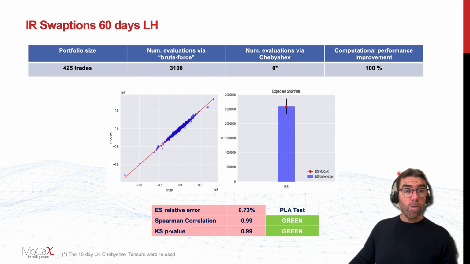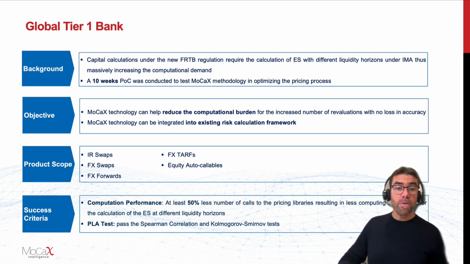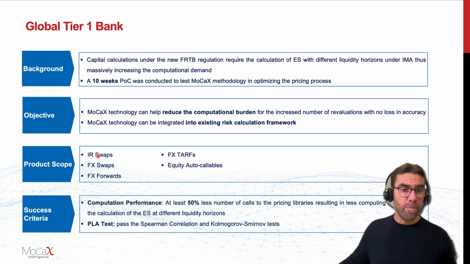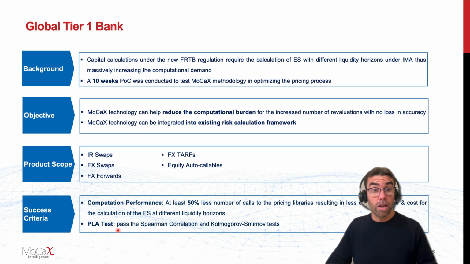This was one bank, and then another bank. Also, we did a test with them, and in this case, it was a broader portfolio. We have interest rate swaps, FX forwards, and quite interesting, quite a few exotics, FX stars, and equity autocallables. In this case, we also wanted to get a computational performance improvement of at least 50%. And now in this case, they mentioned that they just wanted to look at the P&L attribution test. That's all they wanted to look at, because that's really what regulators are going to check.